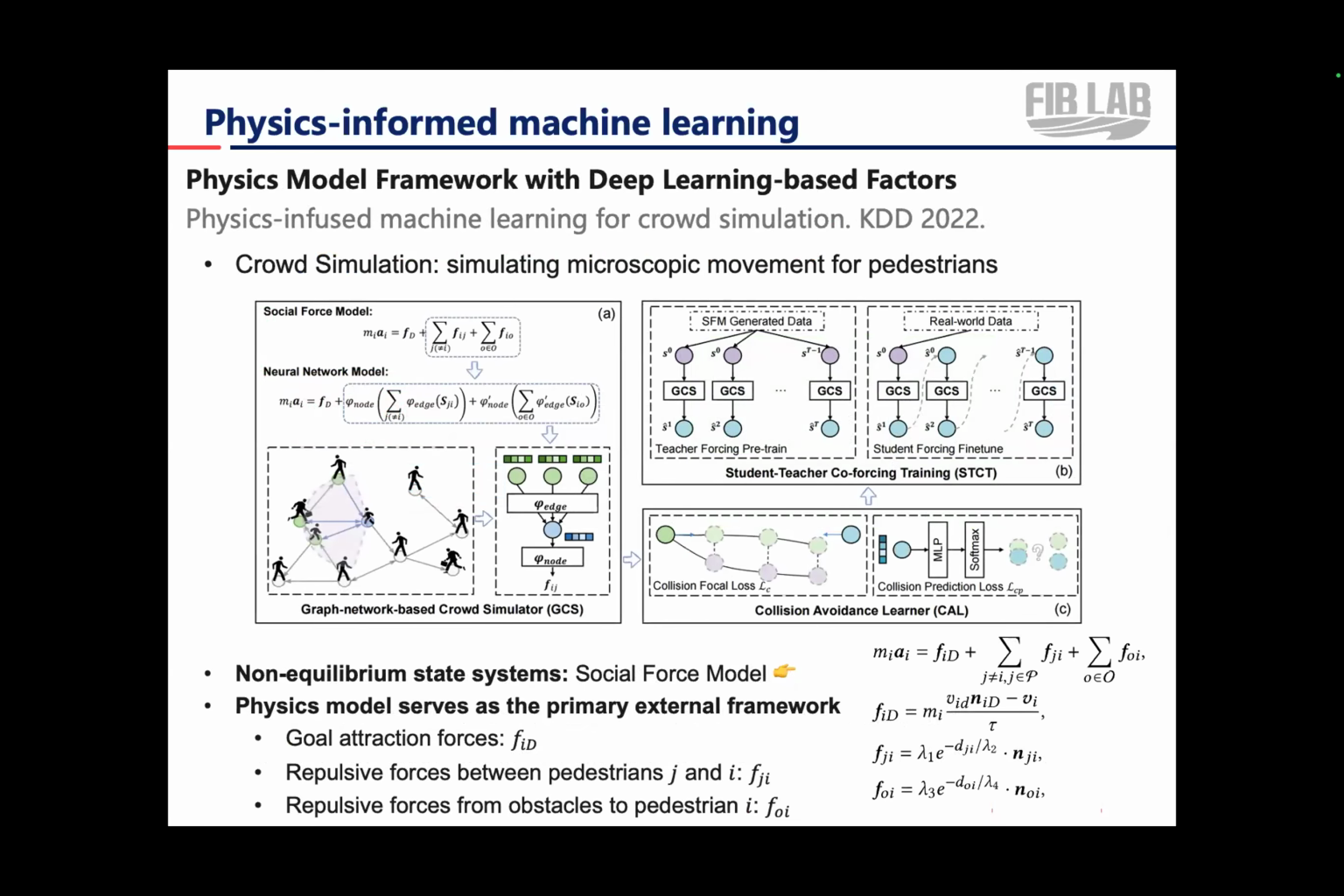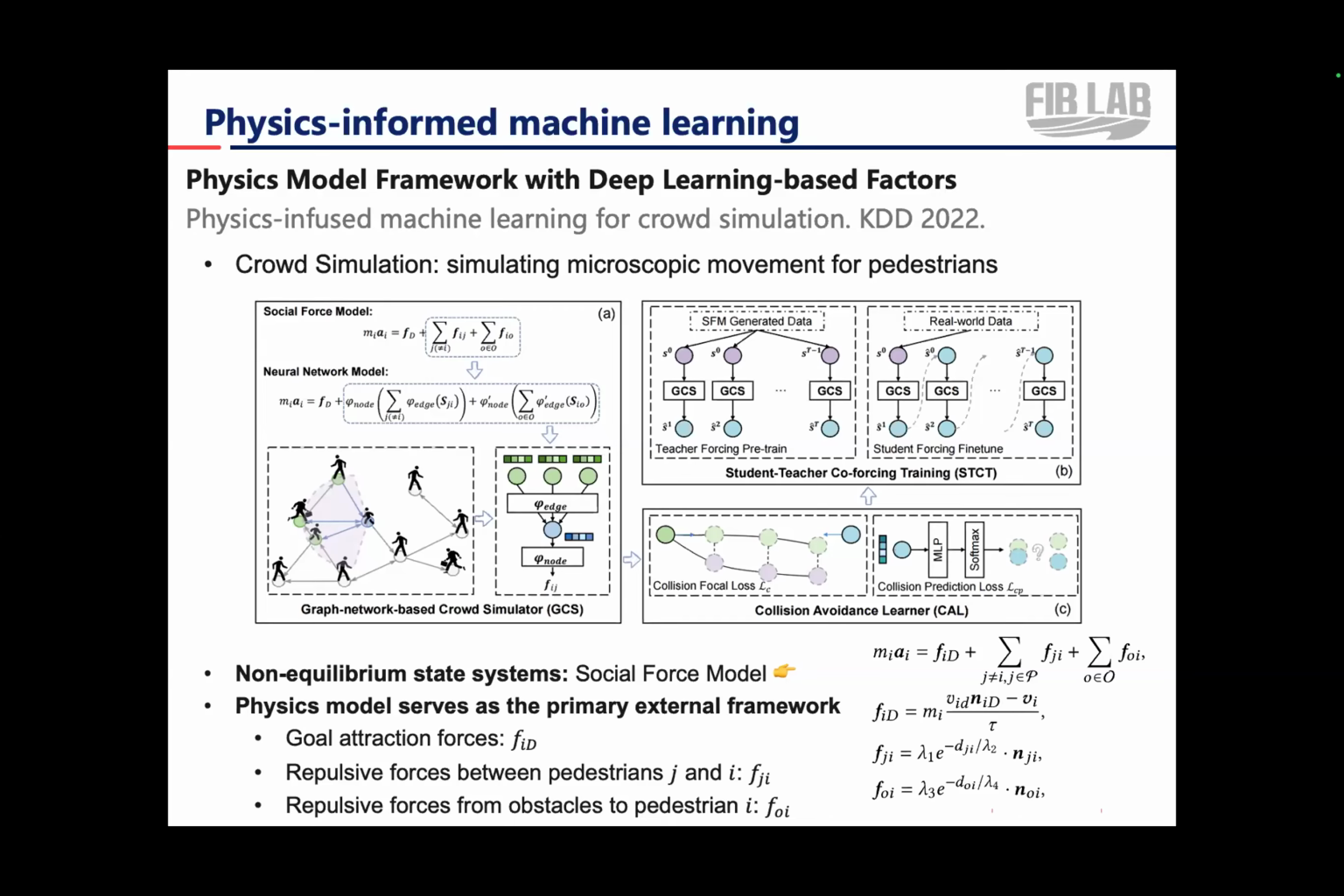In this example, the authors of this paper proposed a physics-informed model that can simulate crowd movement. When we consider crowd movement in a dense scenario, we can consider each person as a node, and the interaction between these people becomes an edge. By considering this as a graph, we can more easily characterize the interaction between them when they're moving through the space.